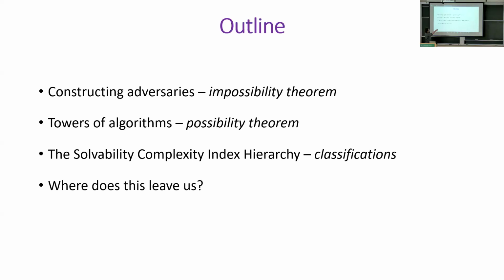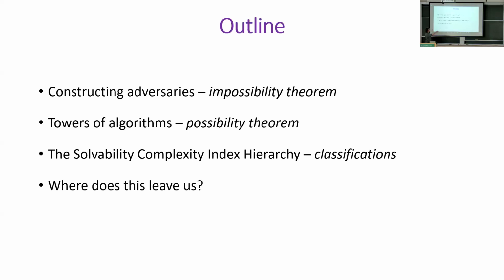Impossibility and possibility, once you've got these two combined, you can start to classify problems. Classify how difficult they are, classify your algorithms, and figure out whether they're optimal. To do this, we're going to use something called the solvability complexity index hierarchy. And then I'm going to end with some comments on where this leaves us, where this branch of research is going.